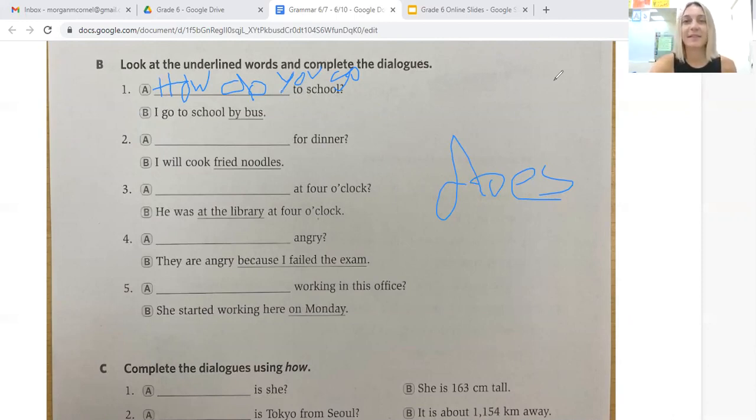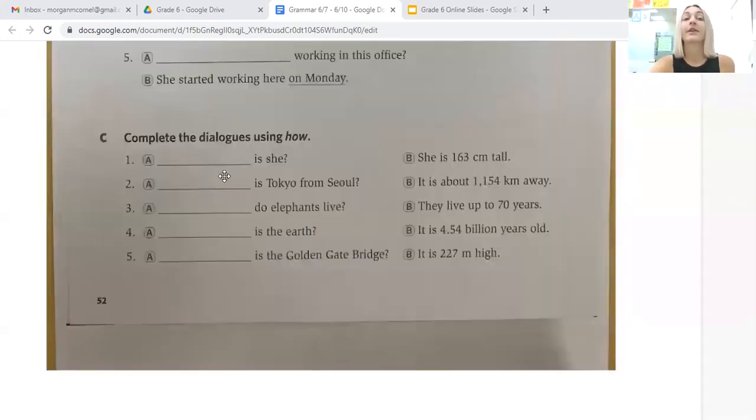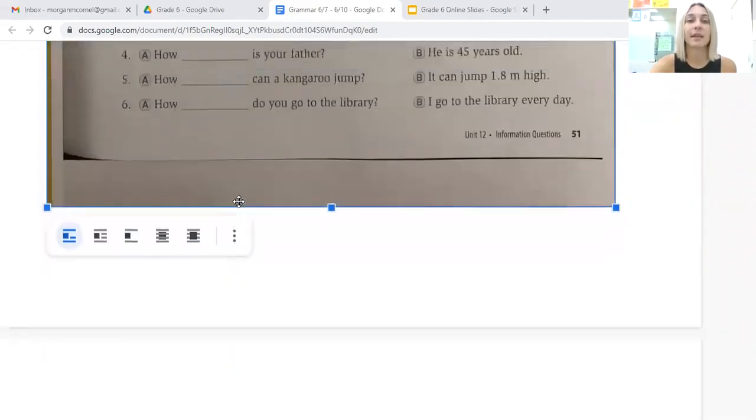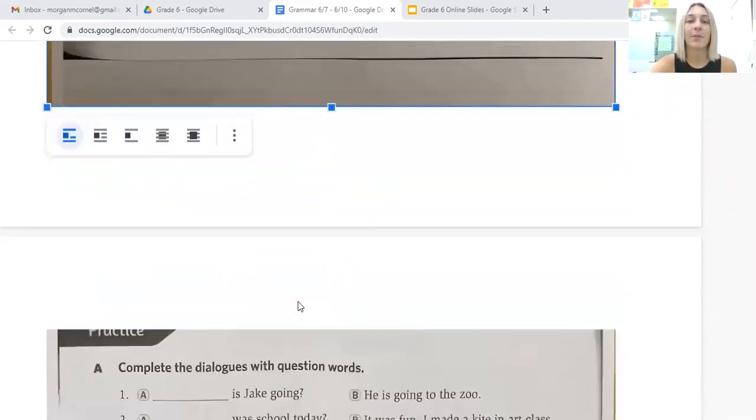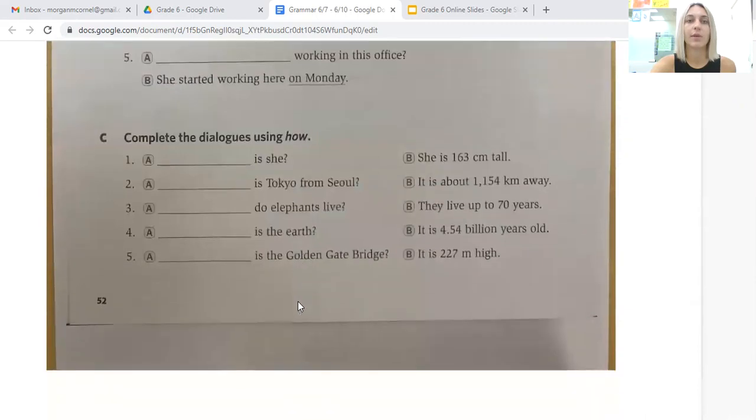Okay, scroll a little bit. Now, these ones complete the dialogues using how. So just like up here, how plus an adjective, adverb. So you need to write the how. They're all going to start with how, and then decide what your adjective, adverb is based on the answer.